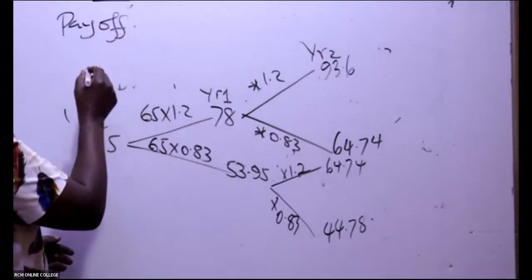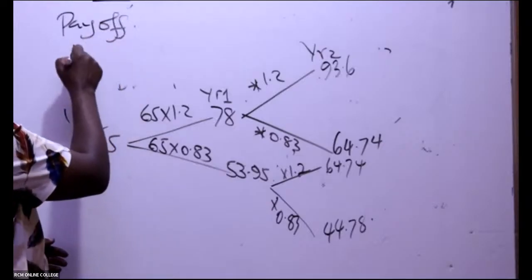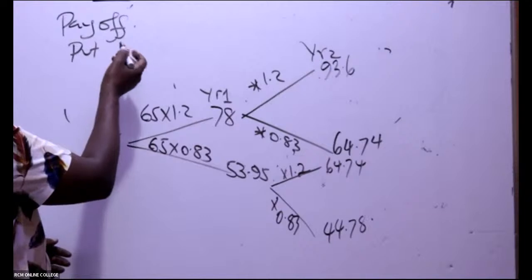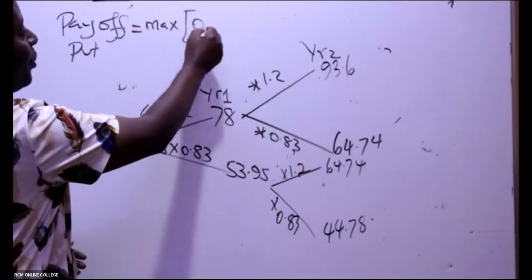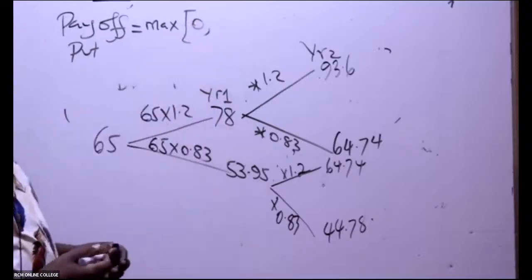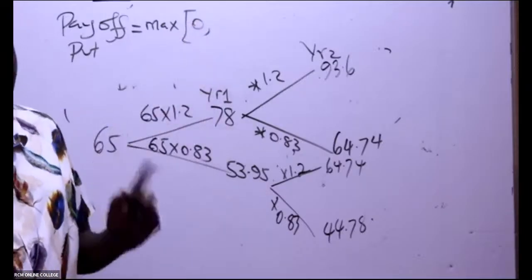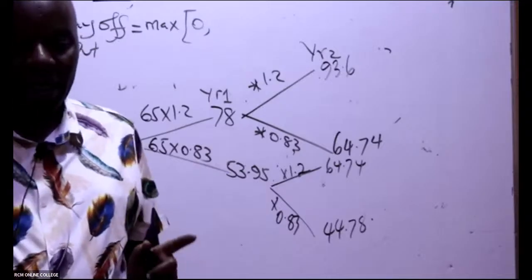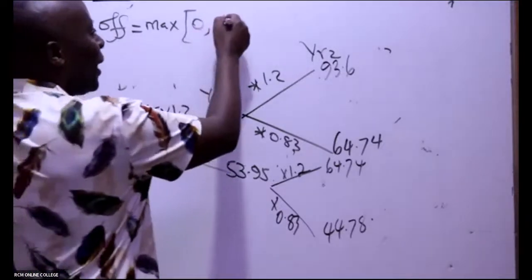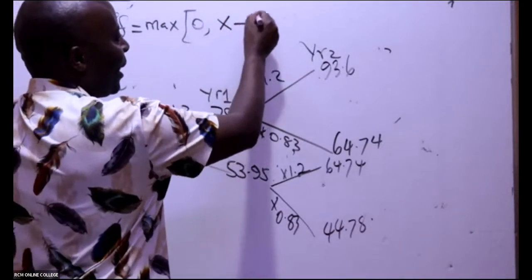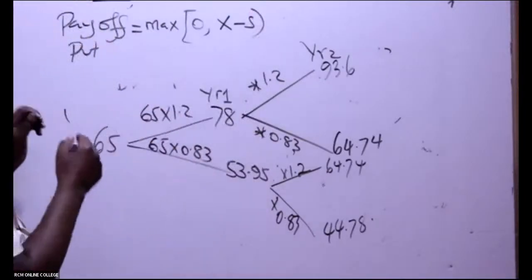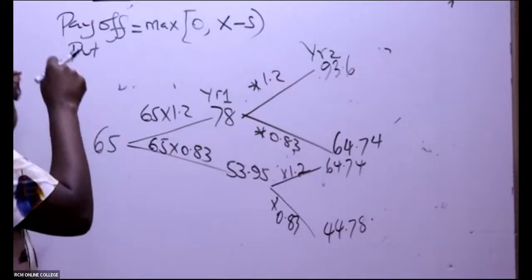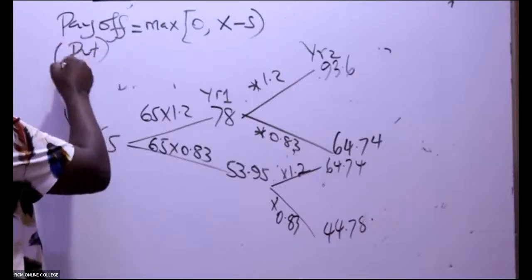Yeah, how do we get these payoffs here for a put? Remember, this is a put. So for a put, you will take the maximum of 0 and K, or X, minus S. So for each node, you are going to get the payoffs for our put option.